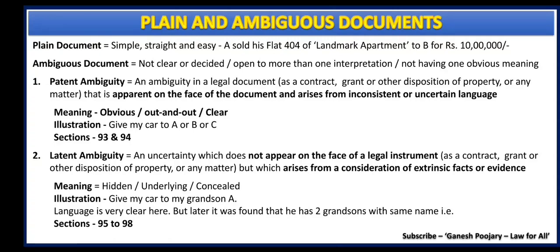I have also given an illustration that Mr. X says, "Give my car to my grandson A." Now, to that extent, it looks very easy on the face of the document and everything looks right. But when you really try to give the car of Mr. X to his grandson A, you find that there are 2 grandsons with the same name, that is A. Now, there you will feel the difficulty, which is what latent ambiguity is all about. Now, in this video, let us discuss 2 important sections, that is section 95 and 96.